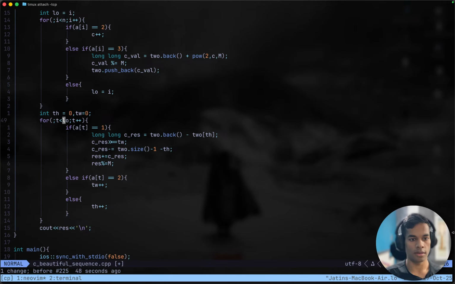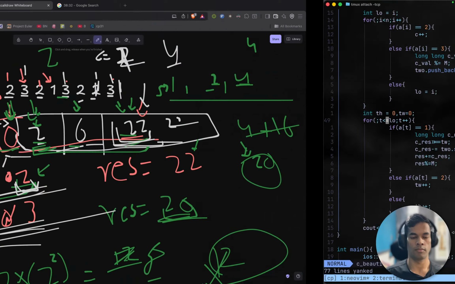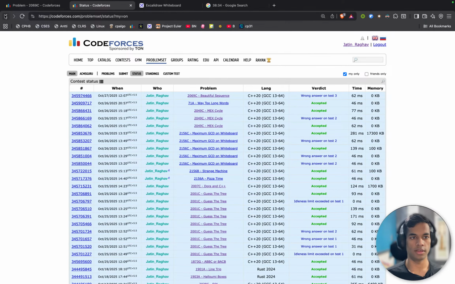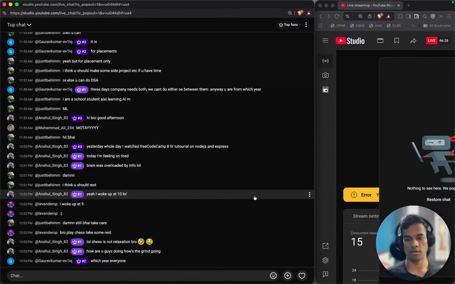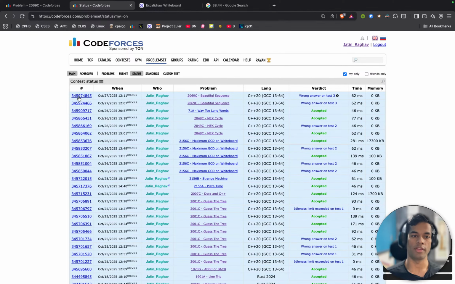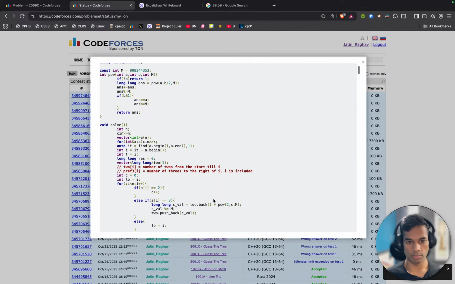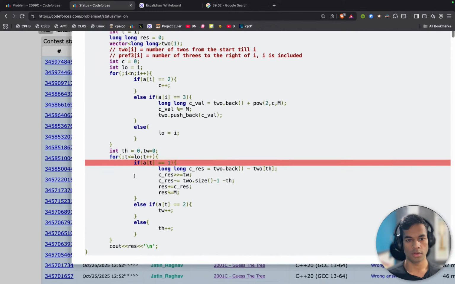There was some error earlier. Okay, at least this is working locally. Accepted wrong answer on test 3 is kind of crazy. Okay, wrong answer on test 3 again. I think we can look at what went wrong. Out of bounds error on this line.